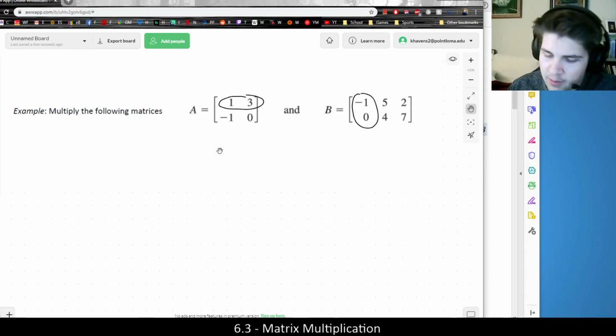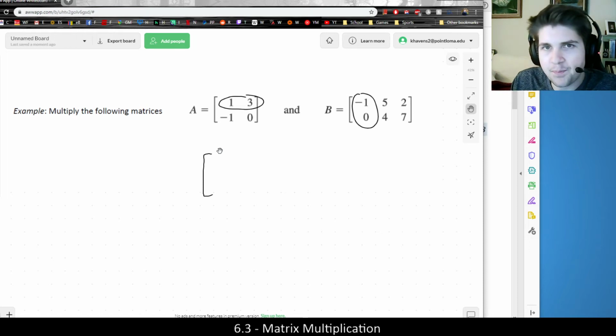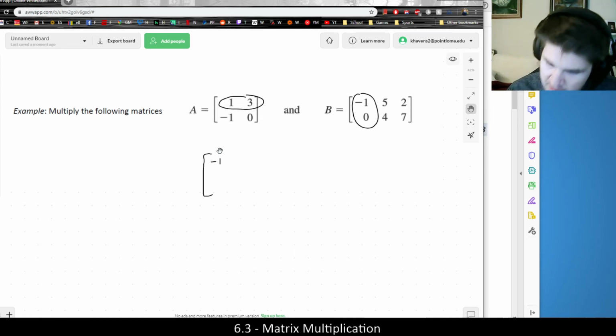Then you could answer the question, what are the dimensions of my answer? But I prefer to just start working, and the dimensions of my answer should become apparent after all is said and done. In this case, I have 2 rows and 3 columns. That should be the dimensions of my answer. Basically, 1 times -1 is -1, and 3 times 0 is 0.